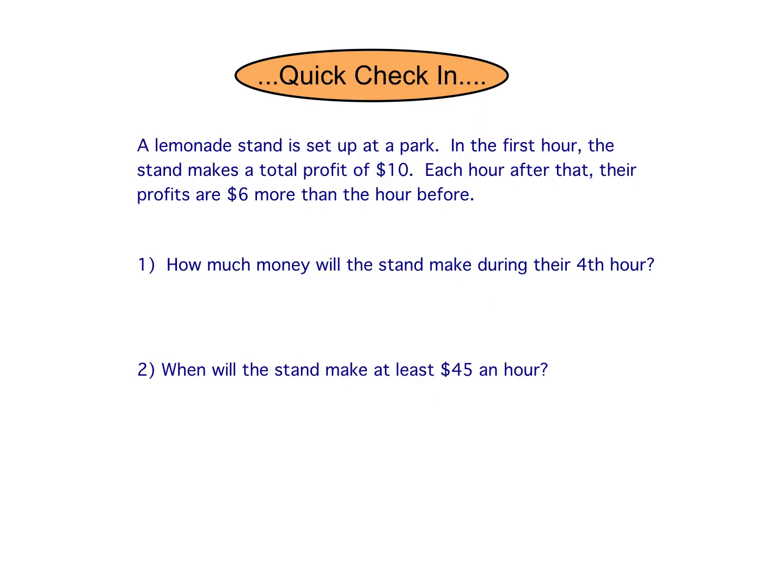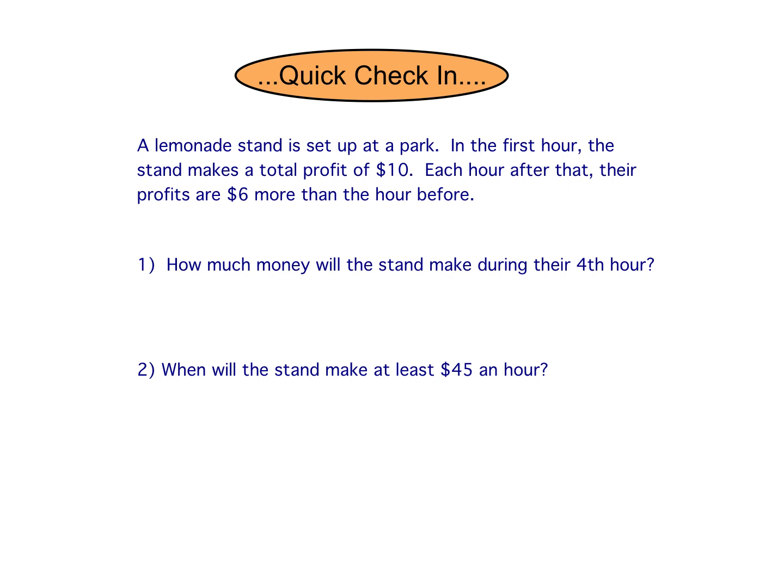Now we're going to take a look at a word scenario and convert it into a sequence or a series and analyze that scenario so that we can calculate some specific values of interest. So this scenario says that a lemonade stand is set up at a park. In the first hour, the lemonade stand makes a total profit of $10. Each hour after that, the profits are $6 more than the previous hour.